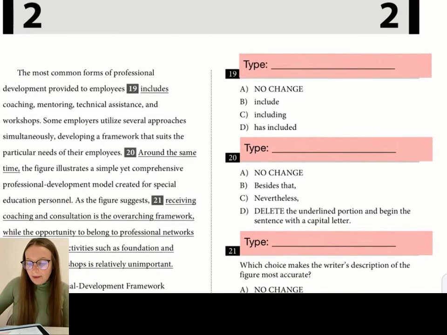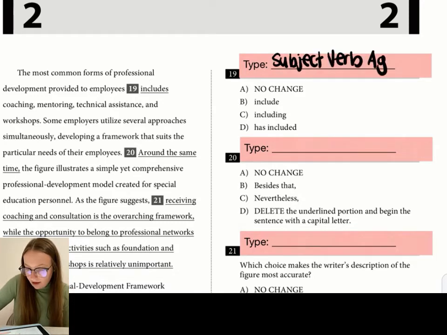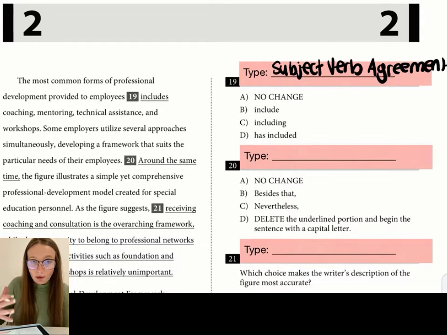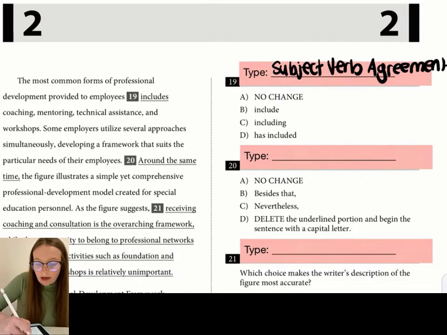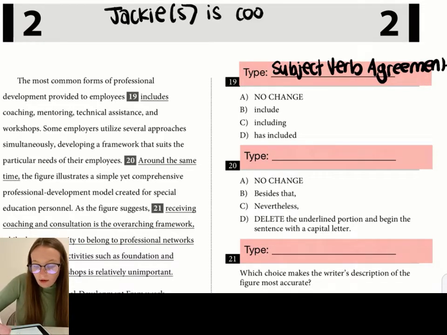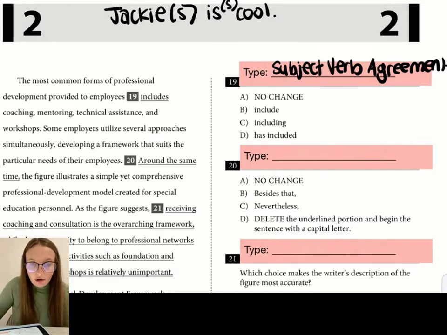All right, number 19 is what we call a subject-verb agreement question. So subject-verb agreement is basically the idea that the subject and the verb have to align in terms of the quantity. So for example, Jackie, I am a singular person. You would say Jackie is cool. So is also a singular verb. You would not say Jackie are cool because are is a plural verb. So you can't pair that with Jackie, singular subject.